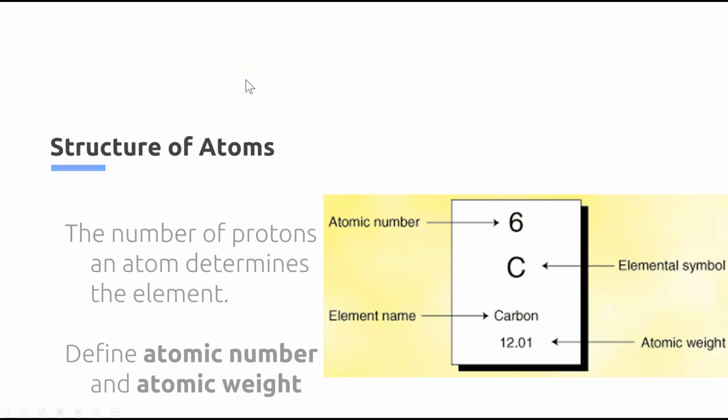So here we have a part of the periodic table. Okay, so let's take a look at this. We have the atomic number on the top, 6 in this case. We have the symbol for the element, C, which stands for carbon. There it is. Then we have the atomic weight, 12.01 in this case. So let's talk about what atomic number and atomic weight are showing you.